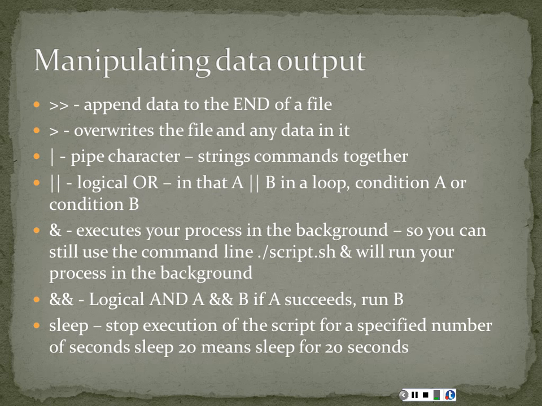And. This is a logical and. A and B. If A succeeds, run B. So both A and B have to be true to make it go. So for or, A or B has to be true, and for and, A and B has to be true. Kind of make sense? Good thing I'm leaving this up and that I'm recording this right now.